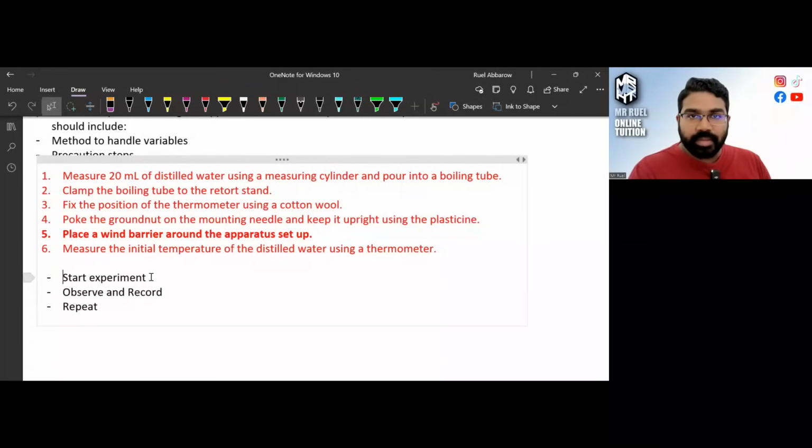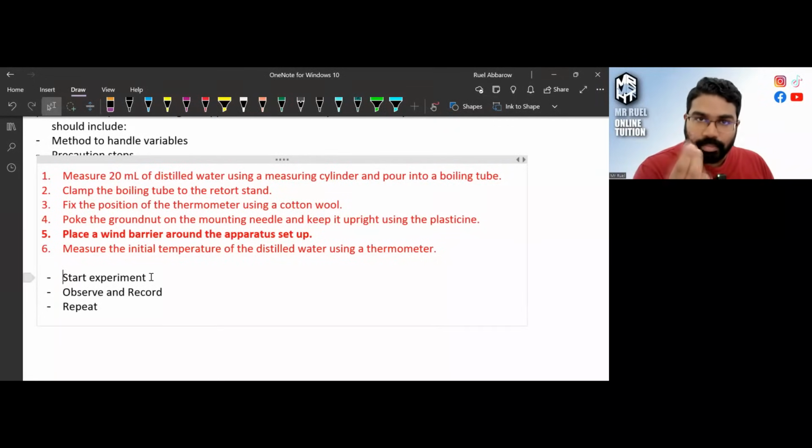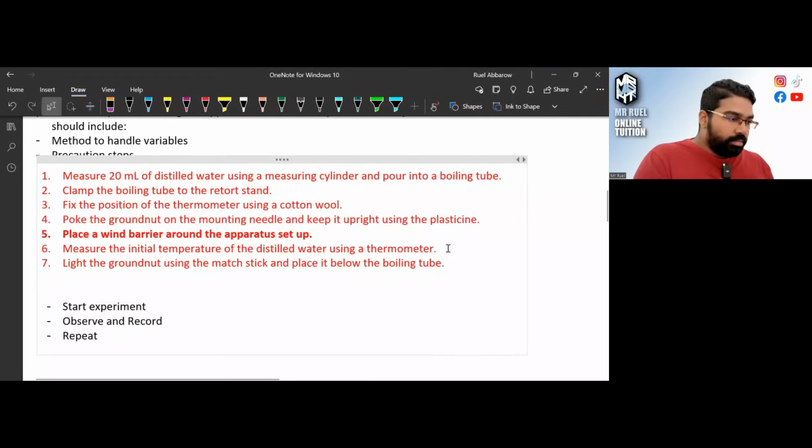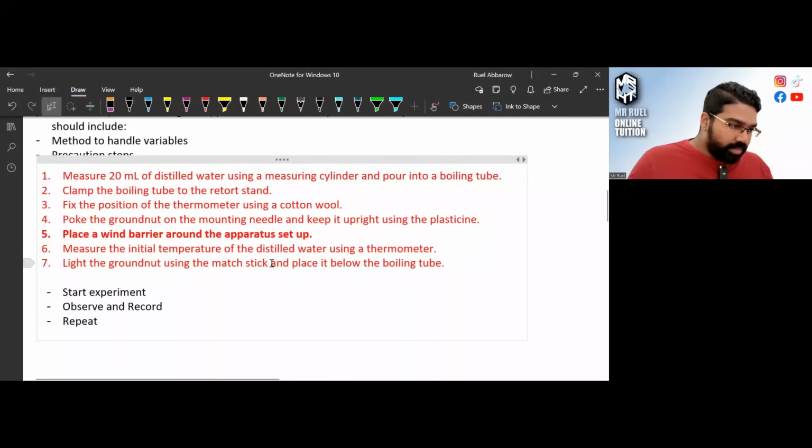How do you begin this experiment? The experiment starts when you burn the food sample, right? So that's all you have to explain. Light the groundnut. How are you going to burn it? You're going to light it using a matchstick. Okay, I have stated matchstick here.